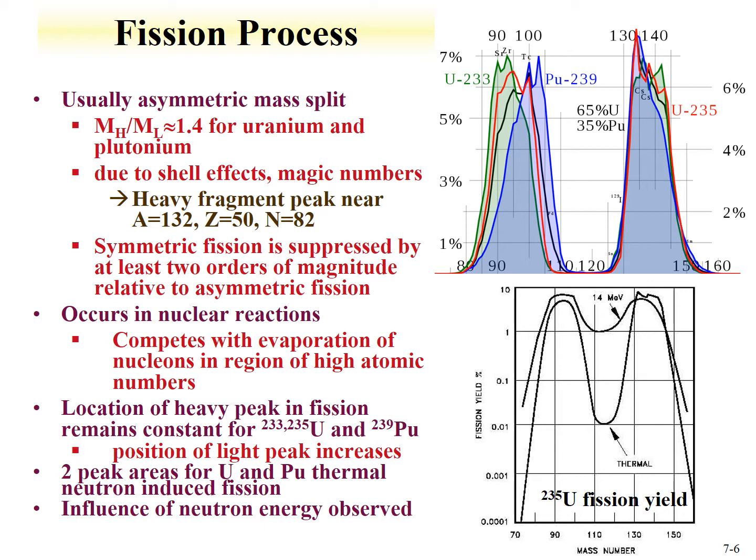We can also see an influence of neutron energy, as seen here. This is for the uranium-235 fission yield, with the difference between thermal neutrons and 14 MeV neutrons. The obvious change is that as we increase the energy, in this middle section the yield goes up. What we're seeing is that we're kind of washing out some of the shell effects with higher energy.